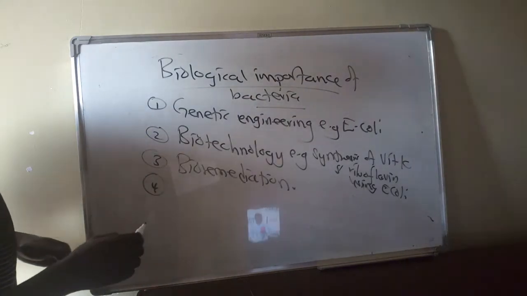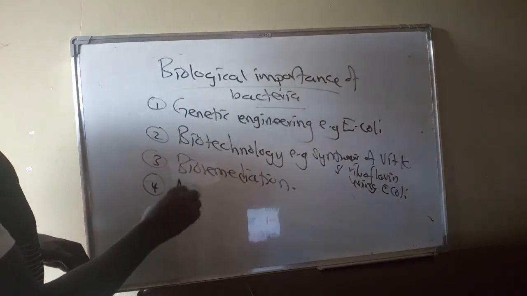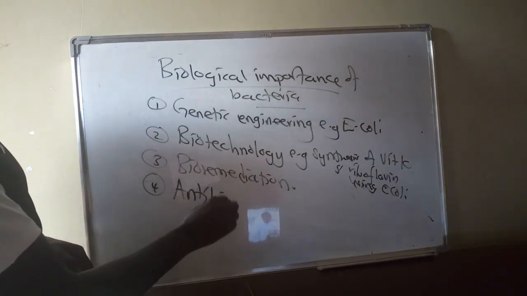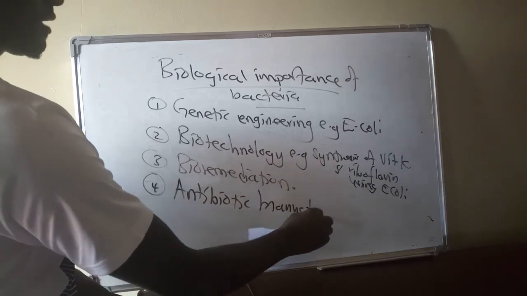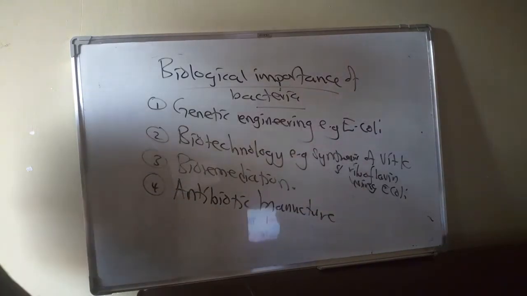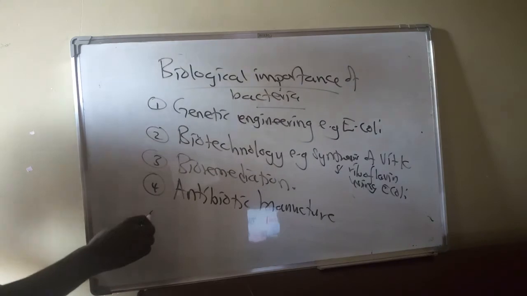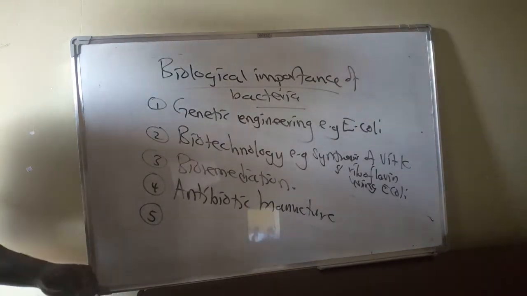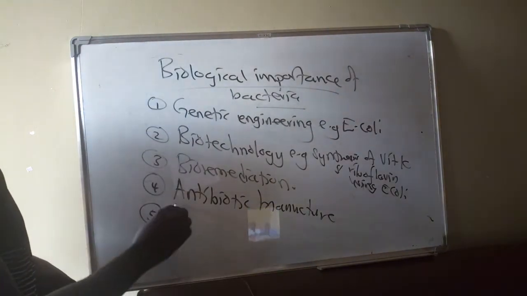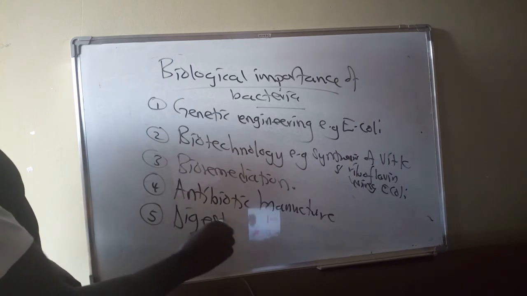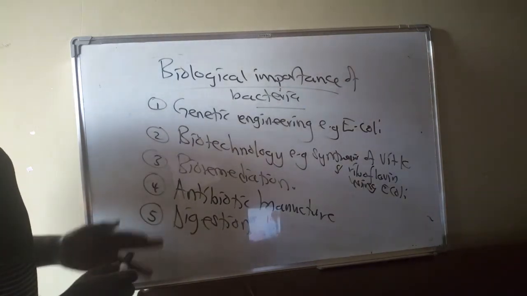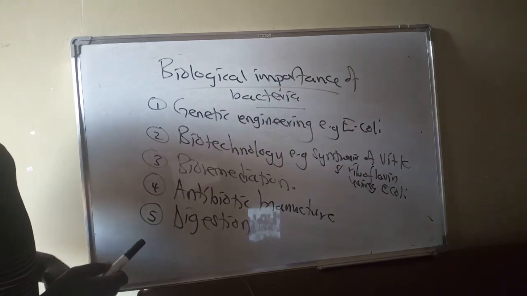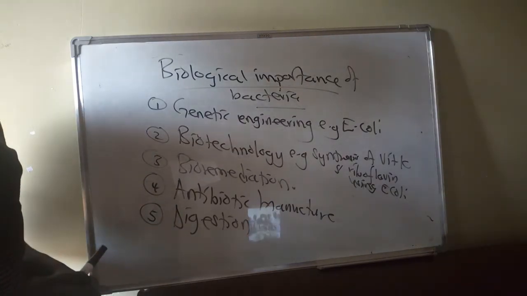Number 4 is antibiotic manufacture, like penicillin from Penicillium. Number 5, digestion. Bacteria found in the gut of ruminants are important in digestion, that is the cellulase-secreting bacteria.